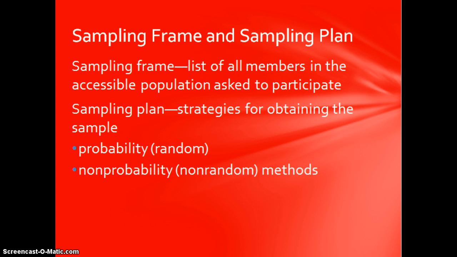For each person in the target or accessible population to have an opportunity to be selected for the sample, each person in the population must be identified. To accomplish this goal, the researcher must acquire a list of every member of the population through use of the sampling criteria to define membership. This listing of members of the population is referred to as the sampling frame.